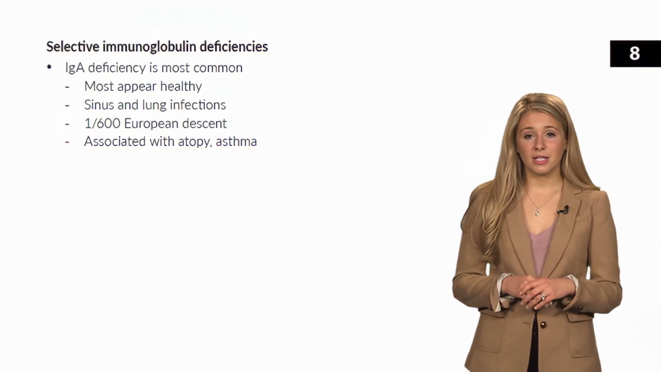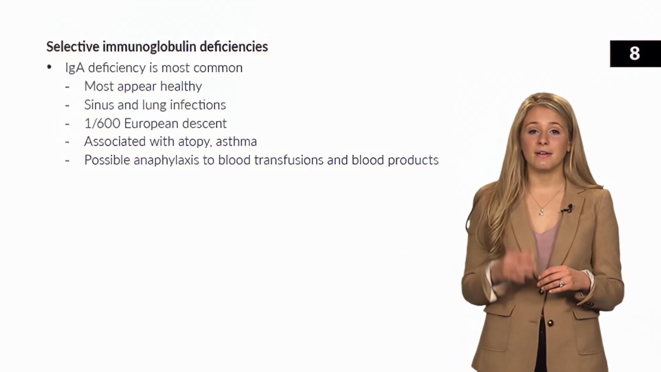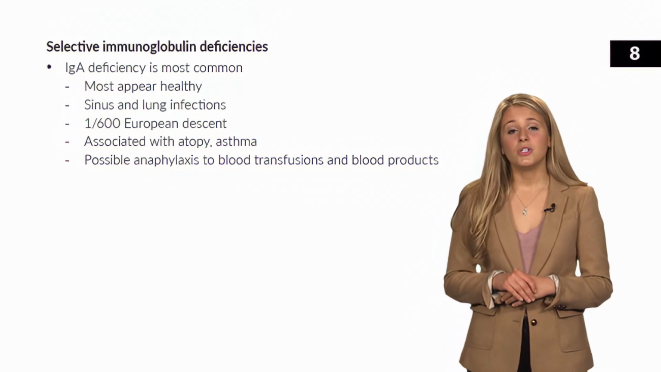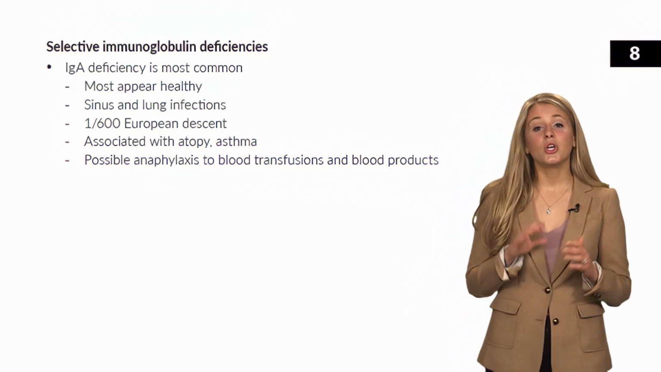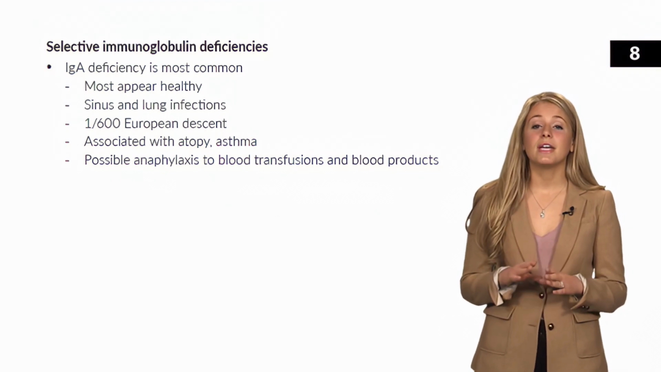It is important to diagnose IgA deficiency because these patients can potentially have an anaphylactic reaction to blood transfusion and blood products. So if you have a patient with this diagnosis who needs a blood transfusion, make sure you pre-treat them to prevent anaphylactic reaction.